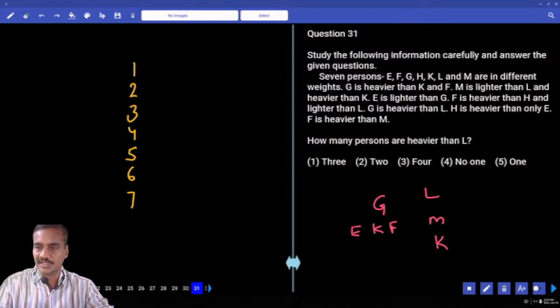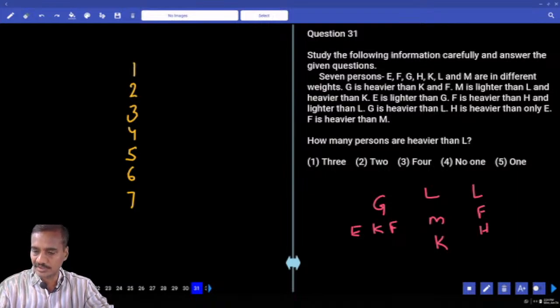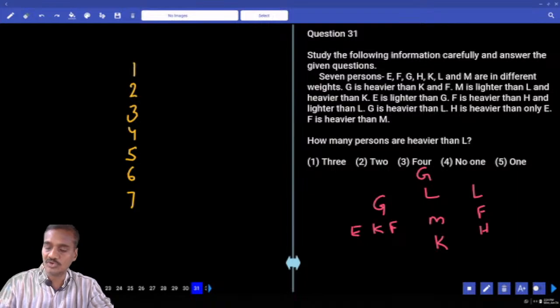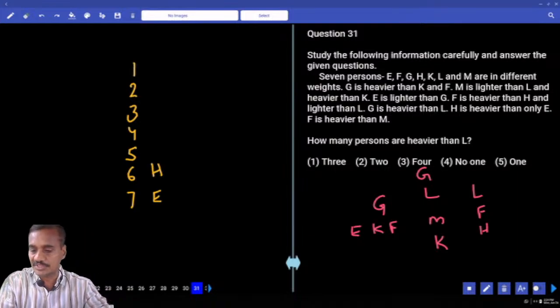F is heavier than H. F is heavier than whom? H, and lighter than L. L must be in these two. And G is heavier than L. Now G is here, and who is heavier than L? And H is heavier than only E. Now H is heavier than whom? Only one person, that is E. H and E must be in these two places.